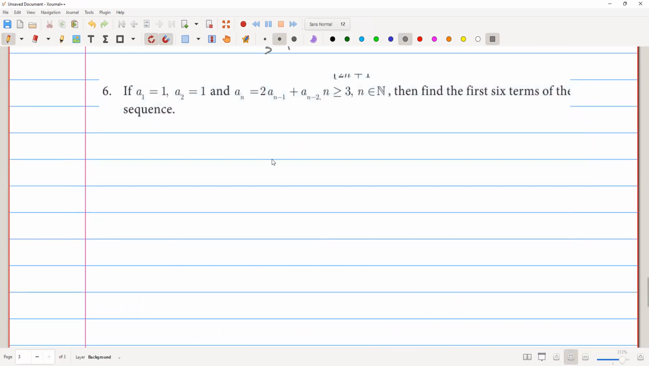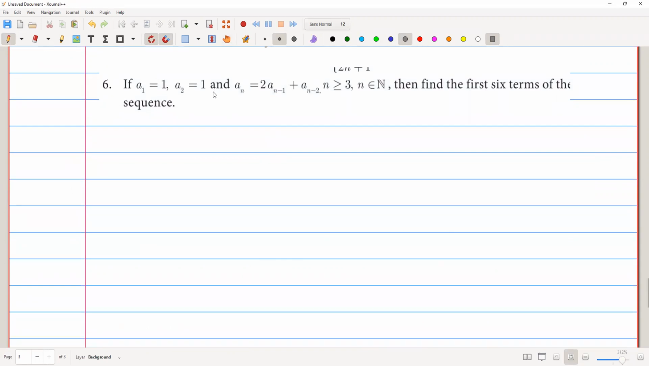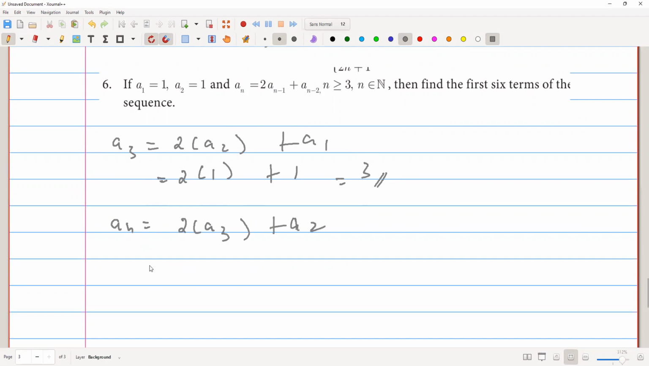If A1 equal to 1, A2 equal to 2, An equal to 2 into An minus 1 plus An minus 2. That is from 3. They want to find 6 terms. A3 equal to 2 into A2 plus A1. So 2 into 1 plus 1, 3. A4 equal to 2 into A3 plus A2. So 2 into 3 plus 1, 6 plus 1, 7.